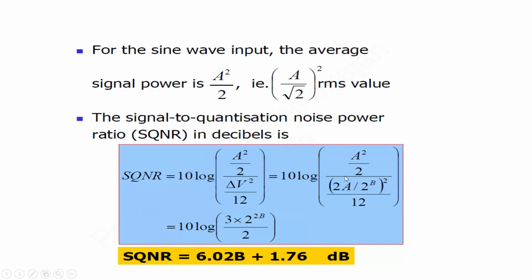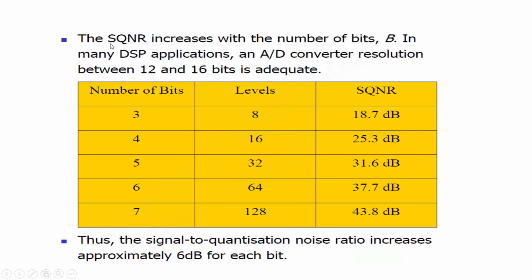If you solve this, with some manipulations, you will see that SQNR is given by 6.02 times the number of bits plus 1.76 dB. You can derive this formula with some mathematical manipulation. This is a very important result. The SQNR increases with the number of bits. If an A to D converter is, let's say, a 10-bit A to D converter, meaning for every sampled value it gives an output of 10 bits, and then we use an A to D converter of 11 bits, there is an improvement in the SQNR.